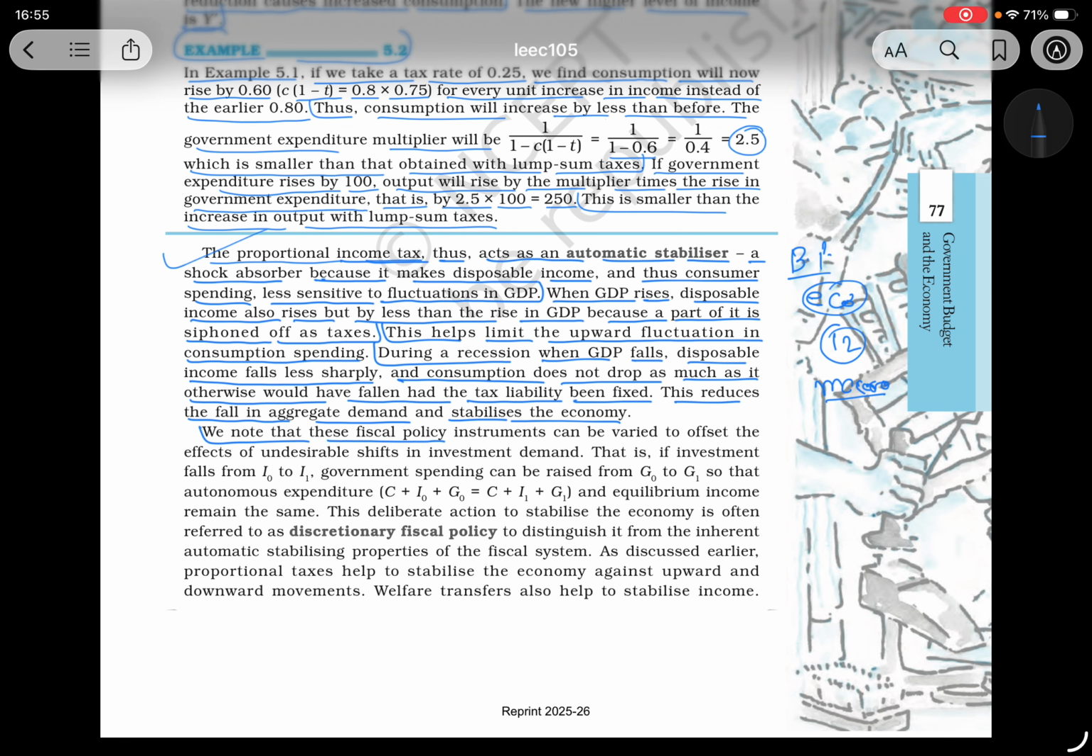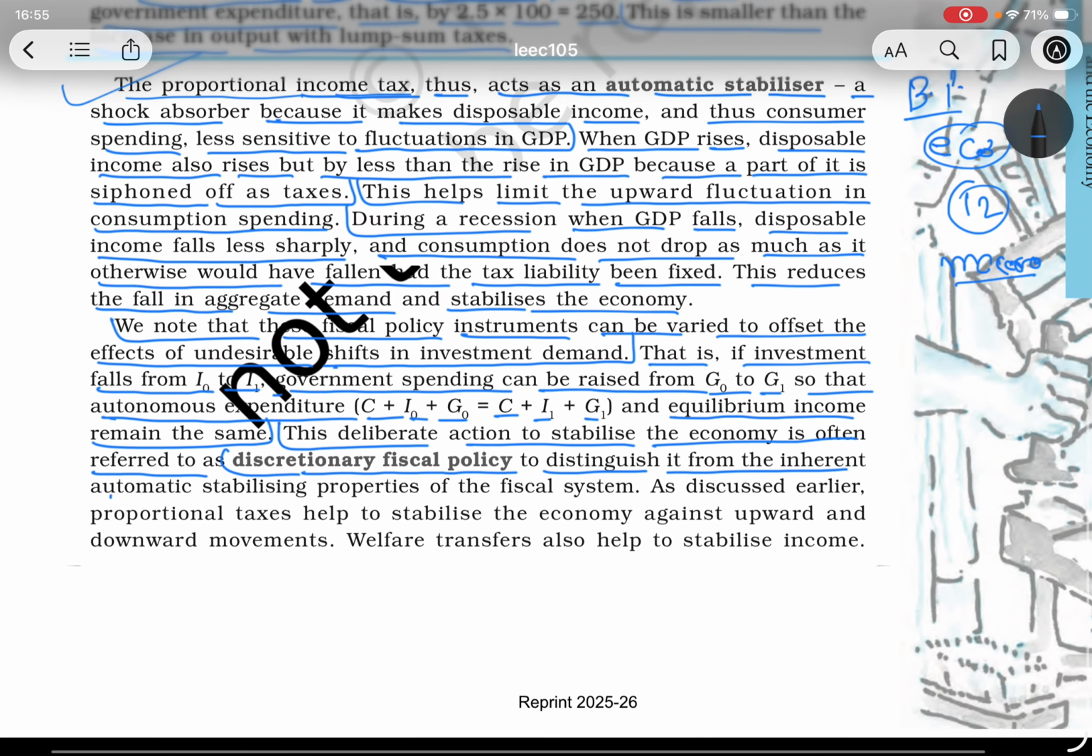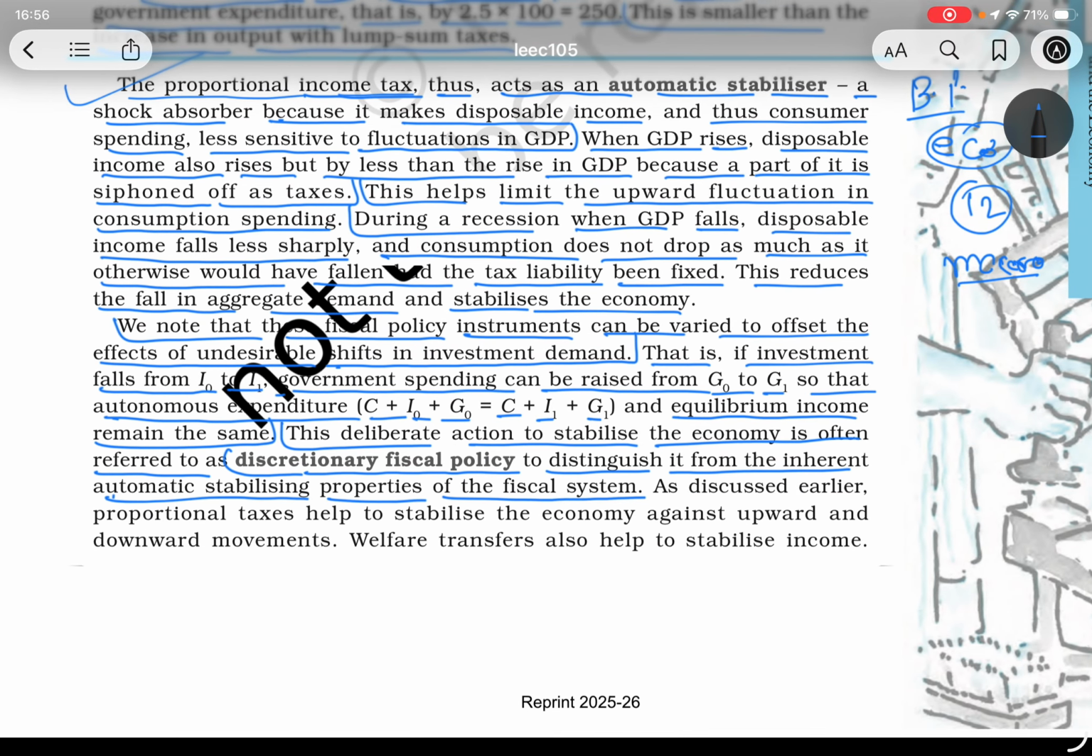We note that these fiscal policy instruments can be varied to offset the effects of undesirable shifts in investment demand. That is, if investment falls from I0 to I1, government spending can be raised from G0 to G1 so that autonomous expenditure C plus I0 plus G0 equals C plus I1 plus G1 and equilibrium income remains the same. This deliberate action to stabilize the economy is often referred to as discretionary fiscal policy, to distinguish it from the inherent automatic stabilizing properties of the fiscal system.